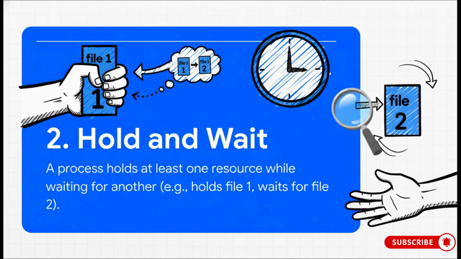The second condition is called hold and wait. This is exactly what it sounds like. A process is already holding on to at least one resource, but it needs another one to continue its job, and that other resource isn't available right now. So what does the process do? It just sits there, holding on to what it's got, and waits. It won't let go of its current resource until it gets the new one it's waiting for. It's both greedy and needy at the same time.